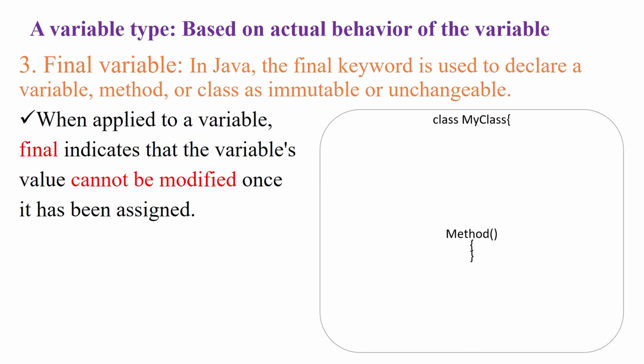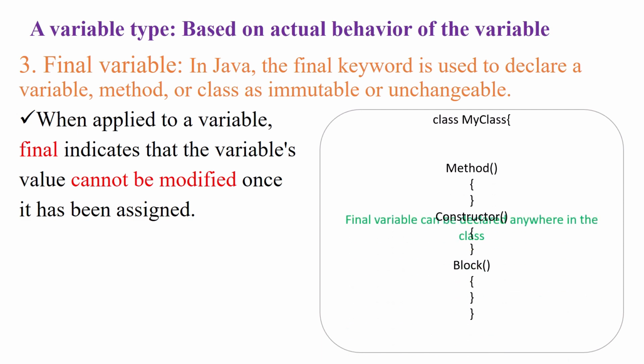We can declare a final variable anywhere in the class. Note that every final variable needs to be given an initial value, and do not try to change the value of a final variable somewhere else in the program. This results in a compiler error.